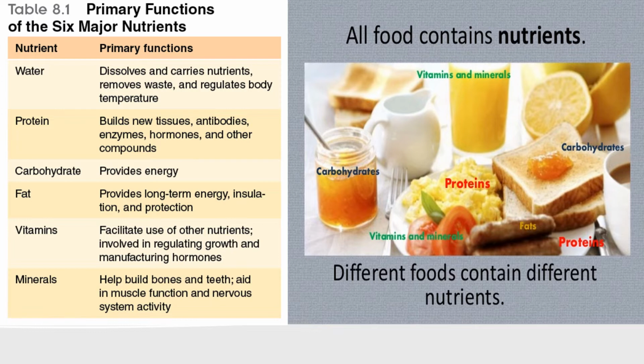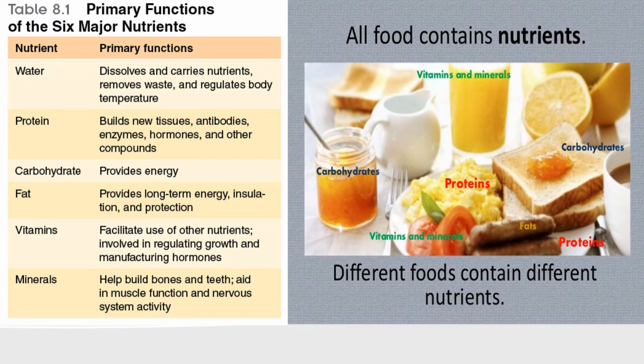Now, there are some primary functions given for each nutrient. Take the example of water. The main primary function of water is that it dissolves and carries nutrients, removes waste, and regulates body temperature. Protein builds new tissues, antibodies, enzymes, hormones, and other compounds. Carbohydrates, of course, provide energy. Fat provides long-term energy, insulation, and protection. Vitamins facilitate use of other nutrients and are involved in regulating growth and manufacturing hormones. Minerals help build bone and teeth, and aid in muscle function and nervous system activity.